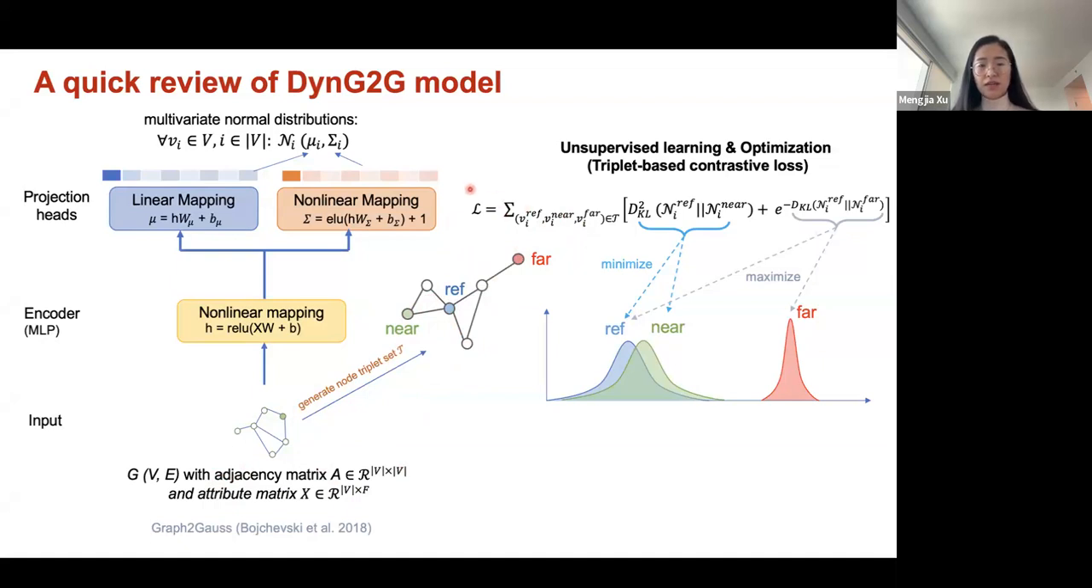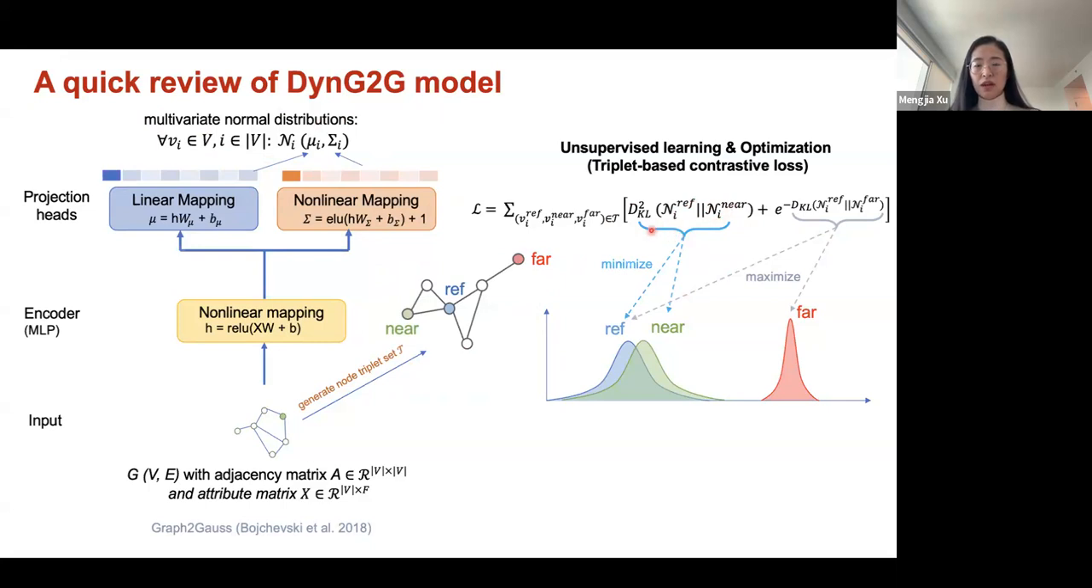Now we go to the loss function. This is a purely unsupervised learning process, but maybe you can also think of it as semi-supervised, because we manually engineer this part. We choose the node triplet from the graph nodes, and the loss function is based on a square exponential loss, and we use the KL divergence to measure the dissimilarity between the multivariate normal distributions for each graph node pair.